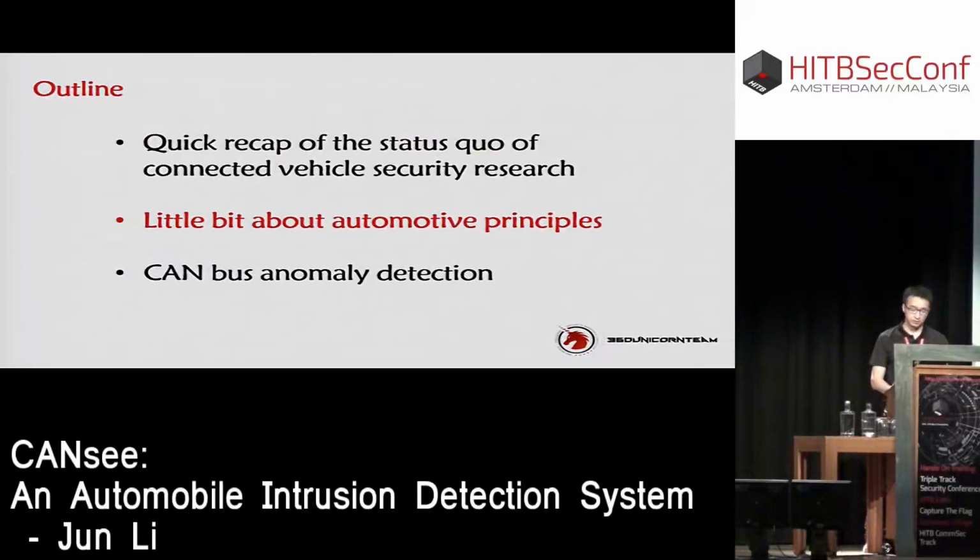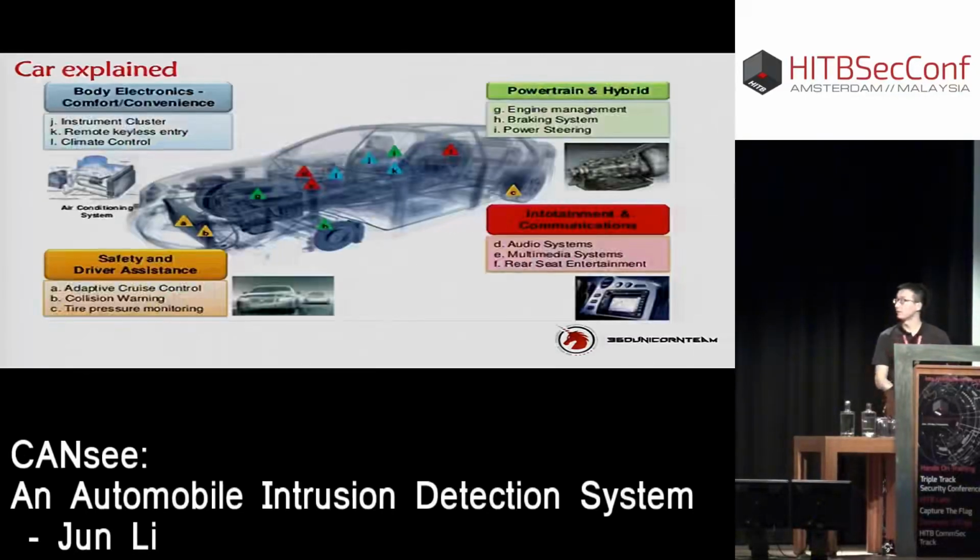Now I will talk a little about the working principle of modern cars. A typical car consists of four main subsystems. You have body electronics, which controls your instrument cluster and remote keyless entry. That is the security I talked about, the immobilizer security. Then you have powertrain hybrid. That part is what enabled the remote control of physical features, because they introduced X-by-wire systems, which I will talk about. And then you have the infotainment and communication system. This is the main attack vector for hackers, because this system often features Wi-Fi, Bluetooth, cellular networks, etc.